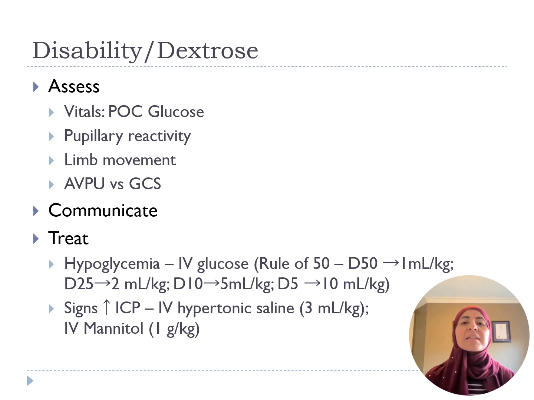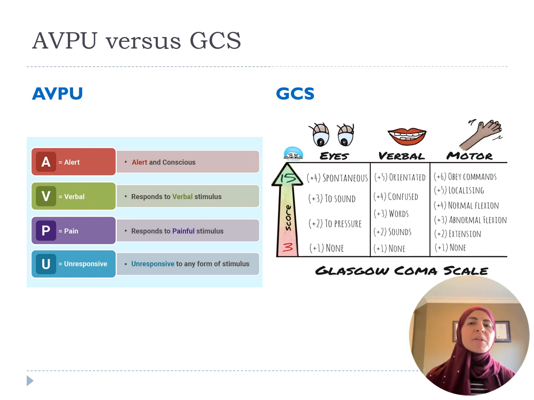In patients with findings consistent with increased intracranial pressure, such as Cushing's triad, so hypertension, bradycardia, and irregular respirations, or bulging fontanelle in infants who have open fontanelles, or unequal pupillary size, we treat with either IV hypertonic saline at a dose of 3 milliliters per kilogram or IV mannitol at a dose of 1 gram per kilogram. And again, I'm going to keep saying this. After we're done, we reassess how our interventions have affected the patient. I wanted to take a moment to review the pros and cons of using the AVPU scale versus the Glasgow Coma Scale or GCS.